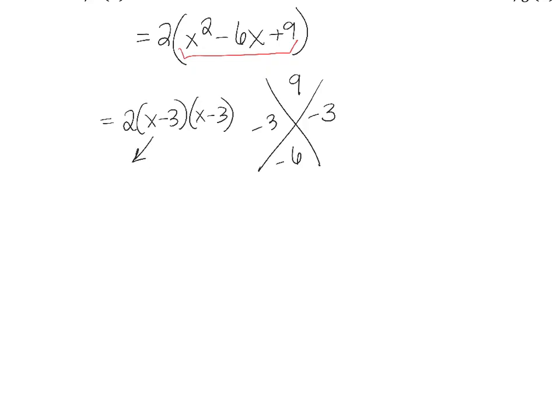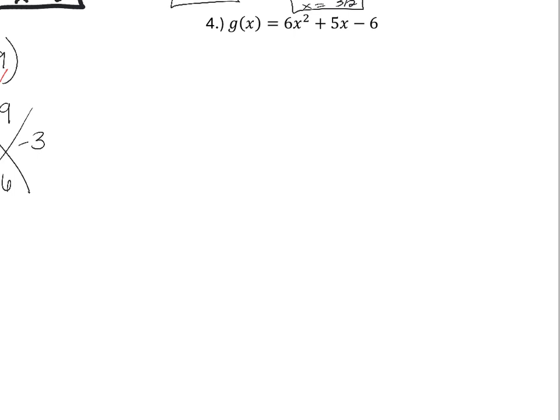So if we set each of these equal to 0, we're going to get the same root twice. What this looks like on a graph is it has one value. So we have one x-intercept. That repeated root means that its vertex is going to happen at the x-intercept.